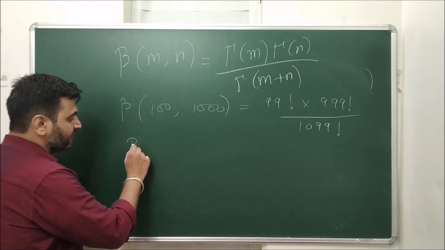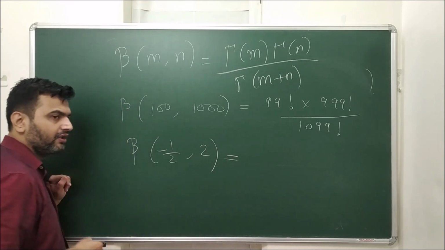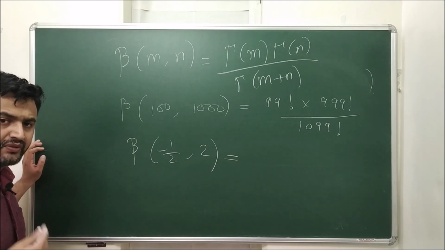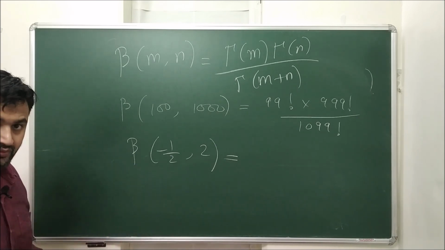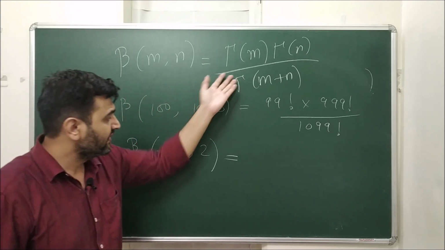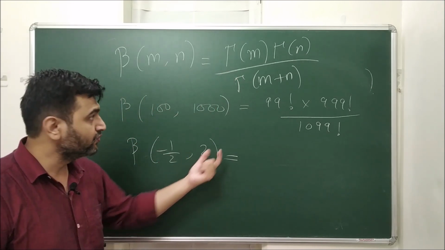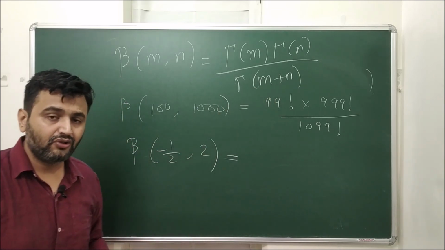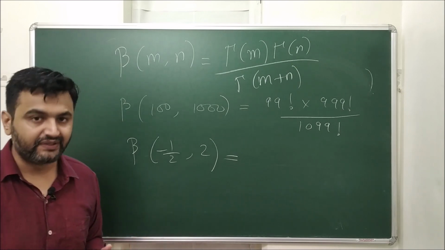Another thing is, suppose someone asks you what is beta of minus half comma 2. Now you will say that at the start I told that m and n are positive real numbers. Then how can you take negative? Well, thanks to this relation, I can take negative. The only thing I have to take care of is that when I add these two, I should not get 0 or a negative integer, because I know that gamma is not defined for 0 and negative integers.